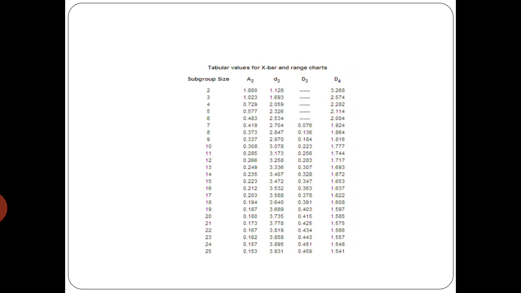See, the subgroup size is given from 2 to 25. The corresponding values of A2, small d2, capital D3 and D4 are given. For you, only A2 and capital D3 and D4 are necessary. For subgroups 2, 3, 4, 5, 6, the D3 value will be nil or 0. So you can refer to this chart whenever you calculate the upper control limit and lower control limit for X bar and R charts.